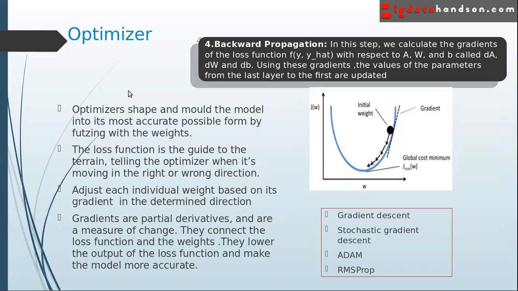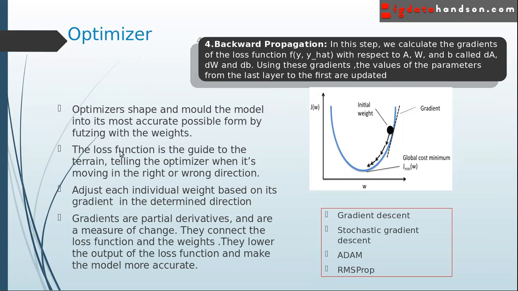So the optimizer shapes and molds the model into its most accurate possible form by adjusting the weights. This optimizer is used for the backpropagation step, the fourth step. In backpropagation, we adjust the weights, right? So to adjust the weights, you have this optimizer.